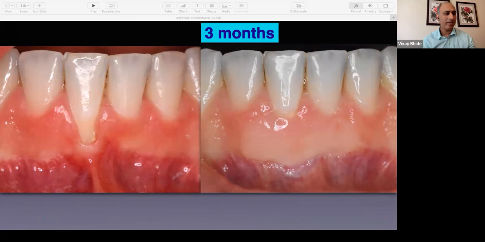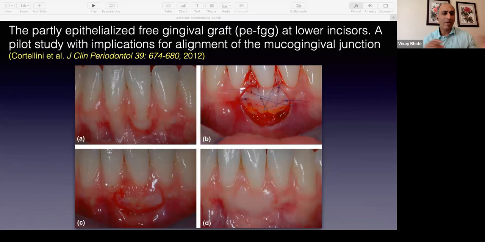In order to have a better blend, I found this paper that was written by Cordellini and colleagues just over a decade ago, where what they do is they de-epithelialize the portion that's apical to the mucogingival junction, de-epithelialize that portion of the free gingival graft with the hope that the blending of the graft will be better. Now, when I look at the clinical photos, I'm not sure that it makes a huge difference, but it certainly doesn't hurt.